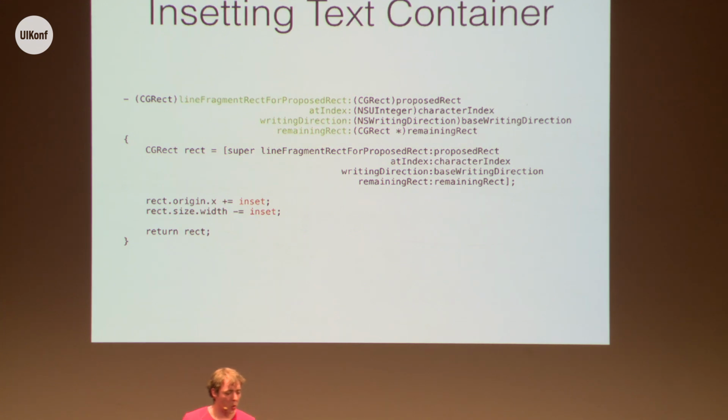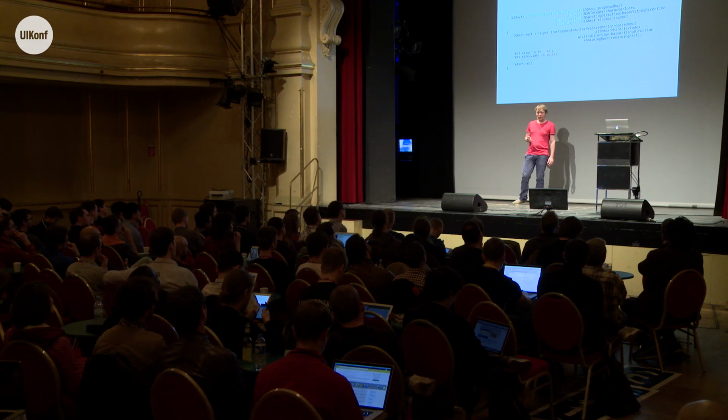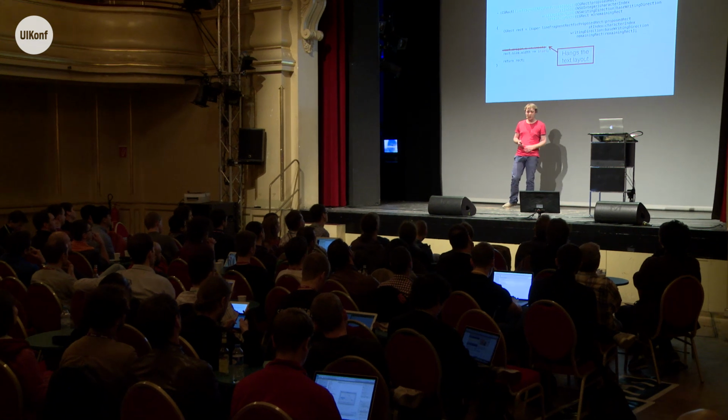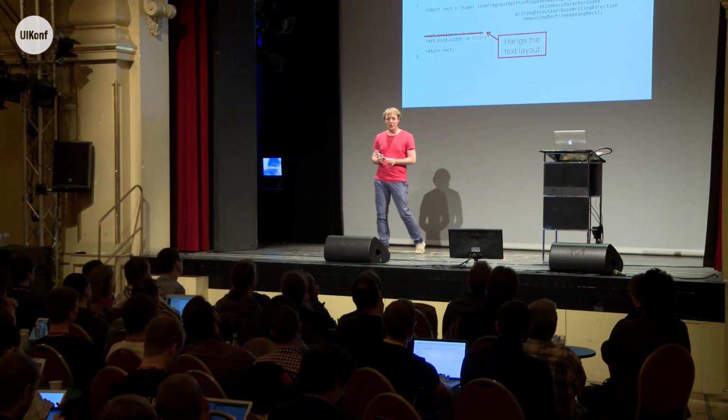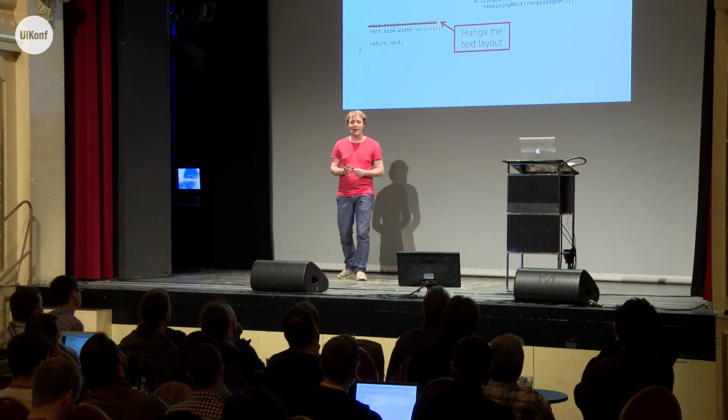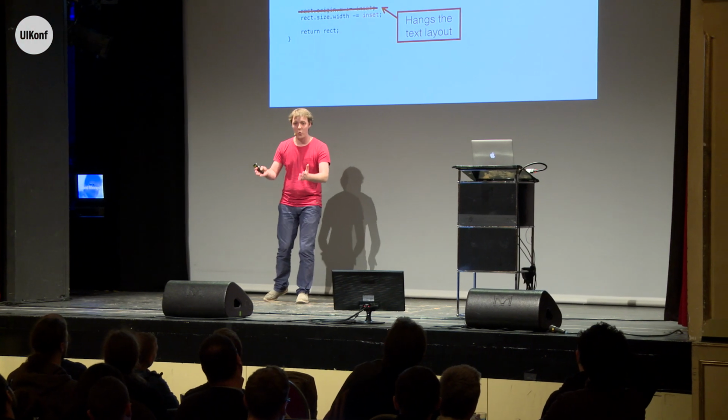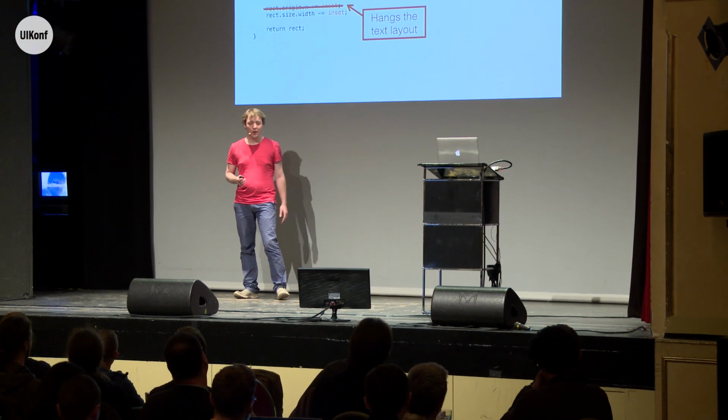If we now wanted to inset the text container, we would go ahead and just take the original coordinates that are returned from the default implementation and make it a little smaller and offset it to the right. Would be great, wouldn't it? If only this was not a bug. What you're able to do in NSTextContainer is shorten the line, but you're not allowed to offset every line, not even by one pixel. You're not allowed to. It will hang the text layout.